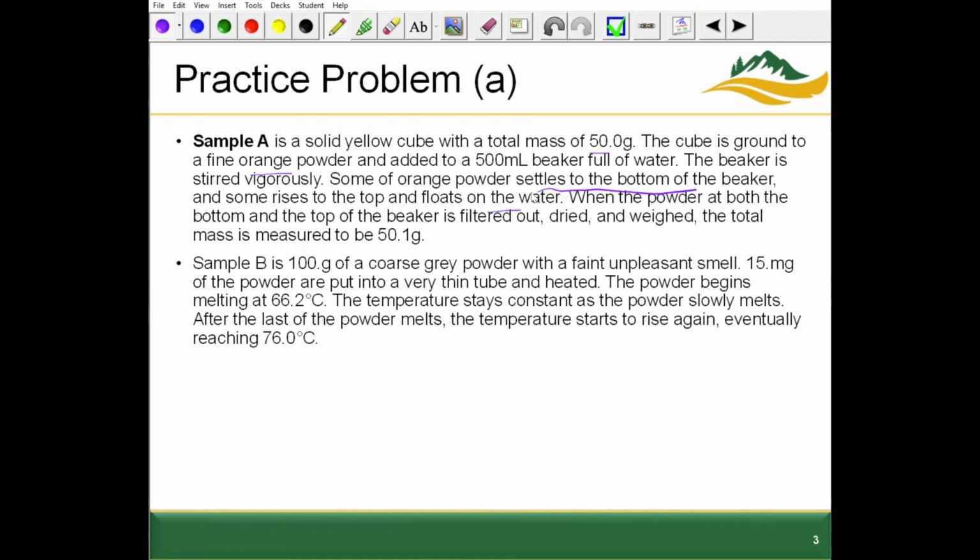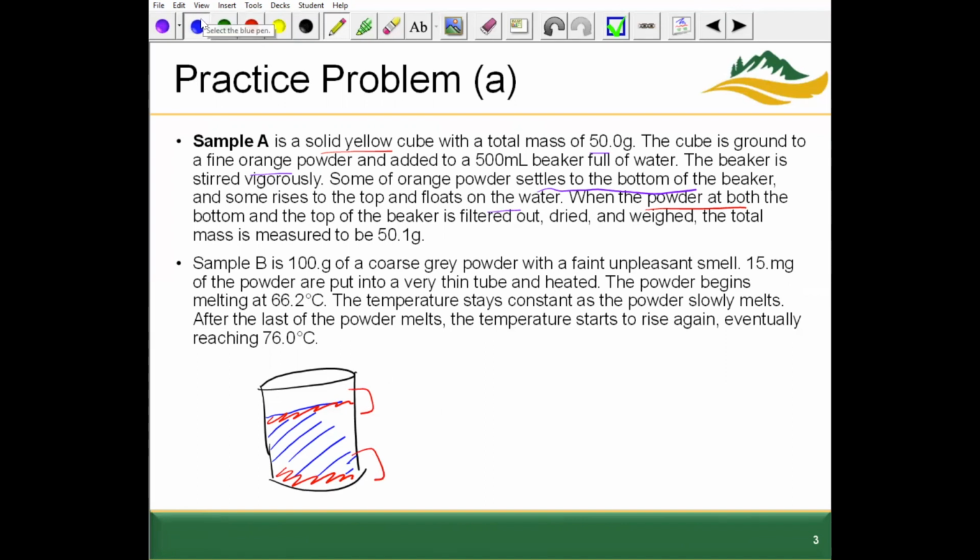So with problems like this, I like to draw out what's being described, find something that works for you. So if we have a beaker of water, and let's say it's kind of a blue color, and then we are told that we dissolve a solid yellow cube, and then some floats on the surface of the water and some sinks to the bottom. Then in the next part of the question, we're told that the powder at both the top and the bottom of the beaker is filtered out. So this is filtered out separately from this portion, the top and the bottom portion.